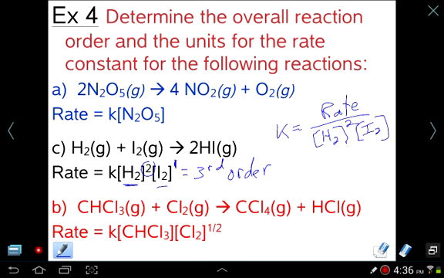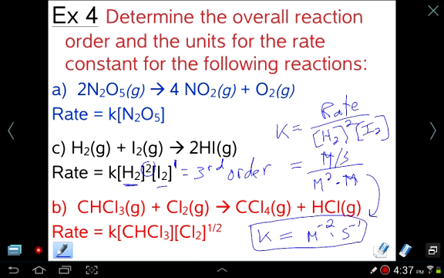So if we put the units in here, we have molarity per second for the rate. We have molarity squared for H2 times molarity for I2. So one of these molarities cancels out, and the other two molarities stay. So overall, we have molarity squared on the bottom, which means it'll be to the negative second, times seconds to the negative first. So these are going to be the units of k for the second reaction rate law, we can say.